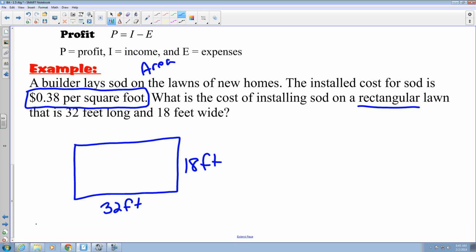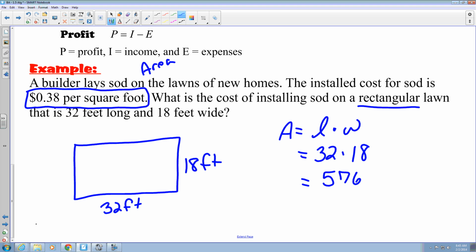So what I have to do is figure out the area of this rectangle. I know that area of a rectangle is length times width. So all I have to do is take the length, which is 32, and multiply it by 18. So 32 times 18 is 576 square feet.